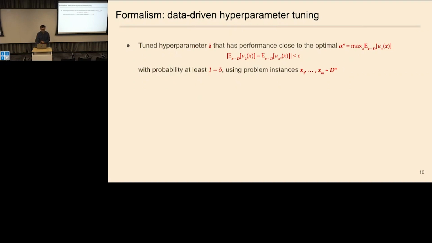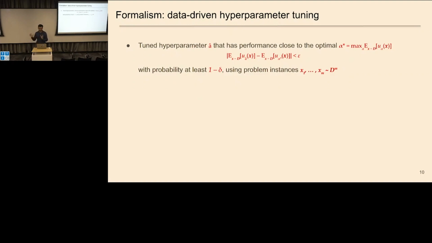Right. So let's start with the data-driven formalism. We consider a specific aspect of this problem. We start looking at the learning-theoretic complexity of tuning this hyperparameter. Our goal is to output some tuned hyperparameter which performs as well as the best hyperparameter that you could have selected. So you have this distribution from which your data sets are coming. You want to select a hyperparameter A hat, which is close to alpha star with high probability as you draw problem instances from that distribution.